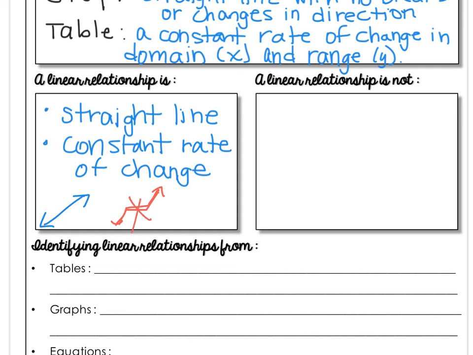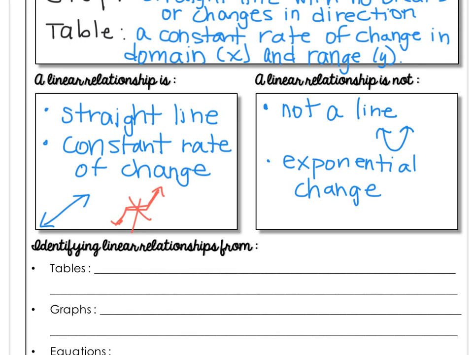So that leads us right into a linear relationship is not any kind of non-straight line. Something like that last example, or something that is curved. Now again, that doesn't mean it's not a function, it's just not a linear function. And then anything that's exponential change. In the equation, it might look like x squared, or if it's a graph, it would be a curved line. So again, not necessarily not a function, it's just not a linear function.